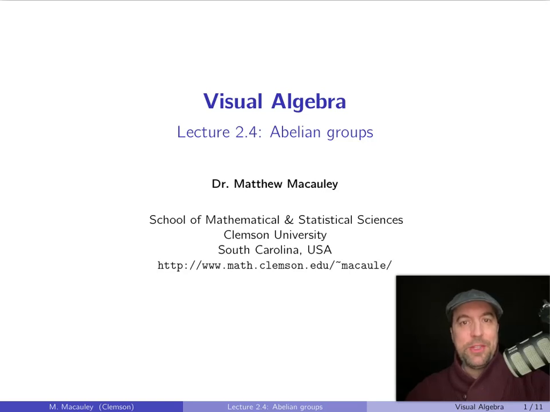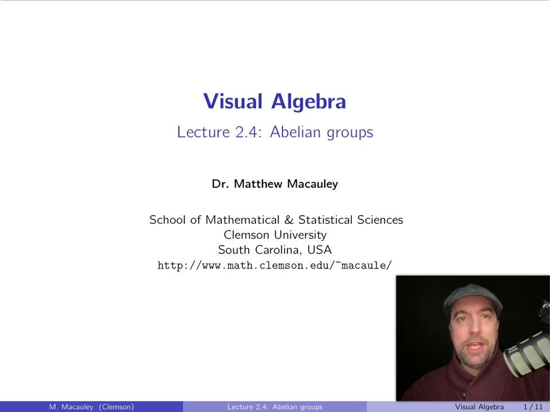Welcome to Visual Algebra Lecture 2.4, Abelian Groups. Recall that a group is abelian if order doesn't matter, i.e. if AB equals BA for all elements. Every cyclic group is abelian because powers of an element commute with other powers of it. One way to construct new abelian groups is to take direct products of cyclic groups where elements are ordered pairs or k-tuples. Sometimes the direct product of two cyclic groups is also cyclic, and we'll characterize when this happens.